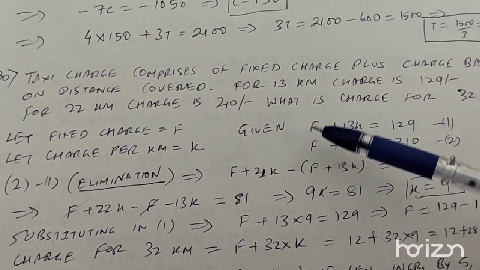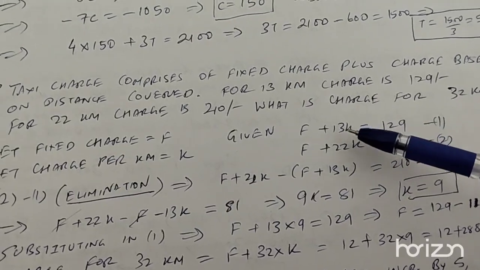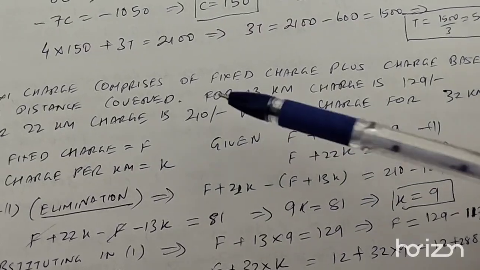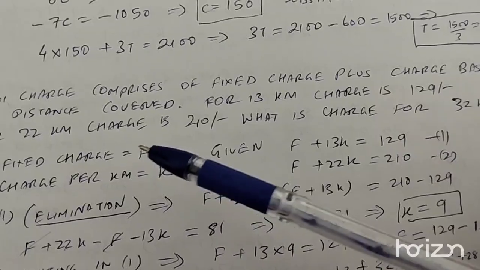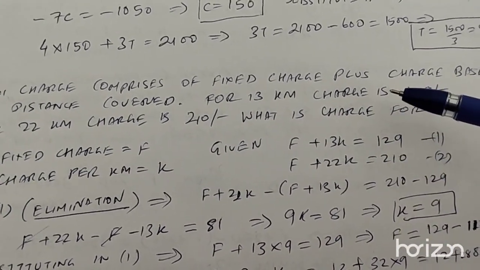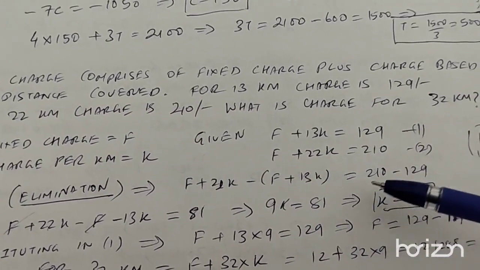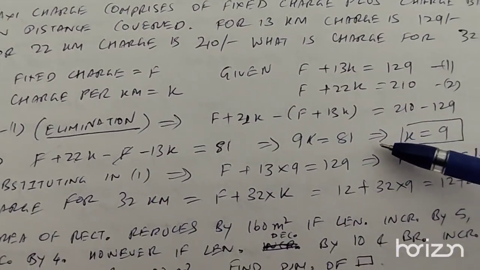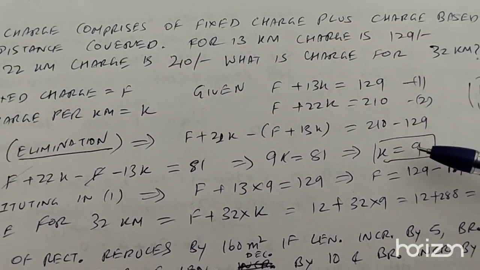Given that the fixed charge plus the charge for 13 kilometers, that is 13 into K. If the charge is K for 1 kilometer, and you travel 13, then F + 13K = 129 rupees. Similarly, F + 22K = 210. Now if you do 2 minus 1, you get F + 22K - (F + 13K) = 210 - 129, which means 9K = 81 or K = 9. So the per kilometer charge is 9 rupees.